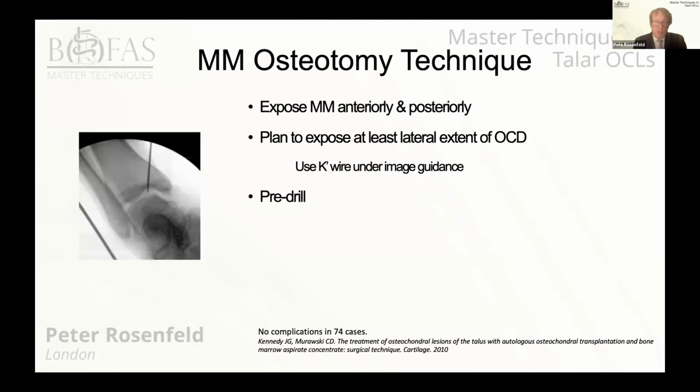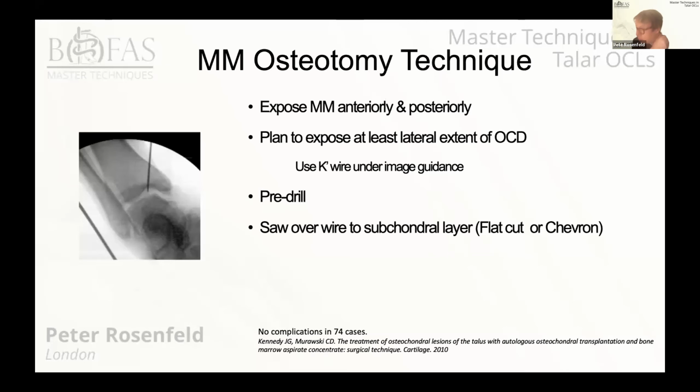Pre-drill the medial malleolus, that's always useful, so you can fix it when you're finished. Then you want to saw over your wire to the subchondral layer and not through. You can do a flat cut or a chevron. If it's not a very deep piece of bone, I'll do a flat cut. If I'm going deeper into the ankle joint, I'll do a chevron because it makes the piece of bone a bit smaller and keeps it out of the way of your exposure. Then you do the final break with an osteotome to break that cartilaginous subchondral layer. And we've seen this paper by Kennedy that says there were no complications doing this operation in over 74 cases. So it's a safe thing to do.